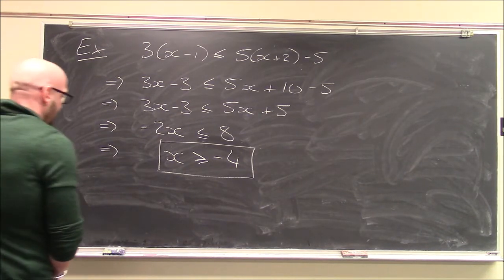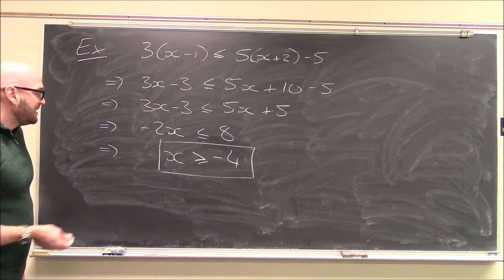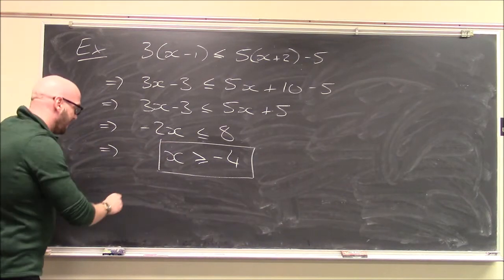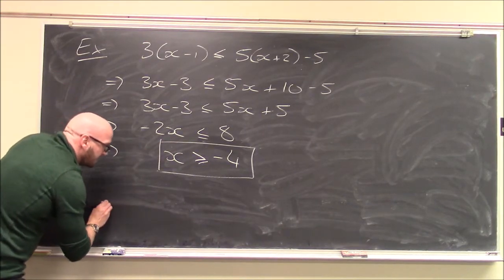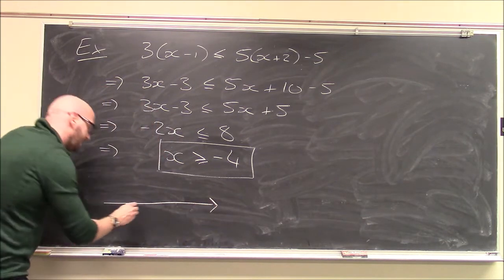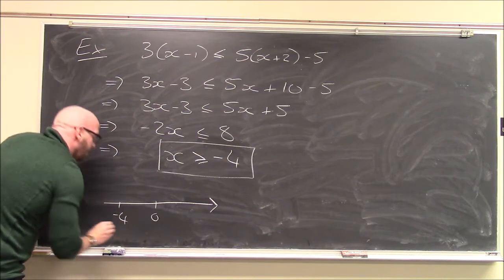And what I want to point out here is that there's certain notation that mathematicians use to indicate exactly what's going on here. One way you can do this is you can plot this on a real number line. Right? So for example, here's 0, here's minus 4.